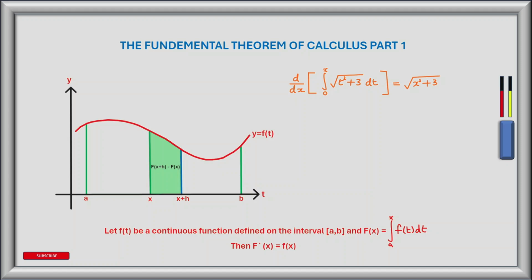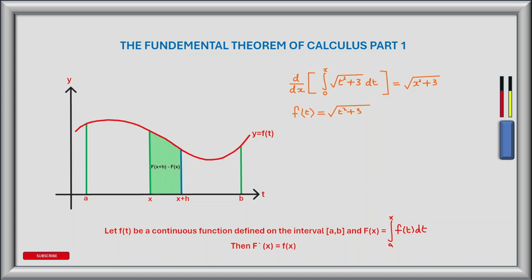So now let's look at a problem to see how we can apply this. Let's take the derivative with respect to x of the integral between 0 and x of the square root of t squared plus 3 dt. Now from our theorem, we know what the answer is. It's the square root of x squared plus 3. But let's work through the problem to see if we get the same result.